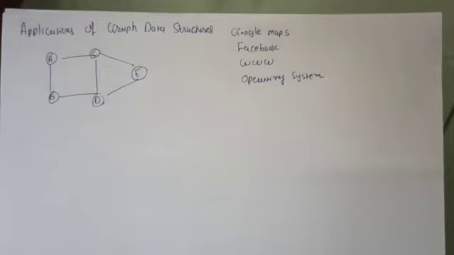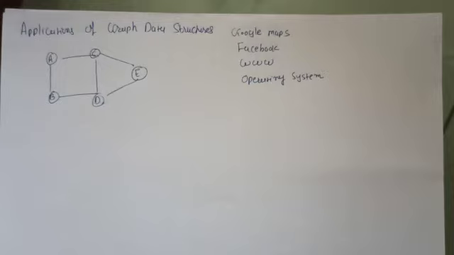So this is an example of a directed graph. The World Wide Web and this concept of pages is an example of a directed graph, and it was the basic idea behind the Google page ranking algorithm.